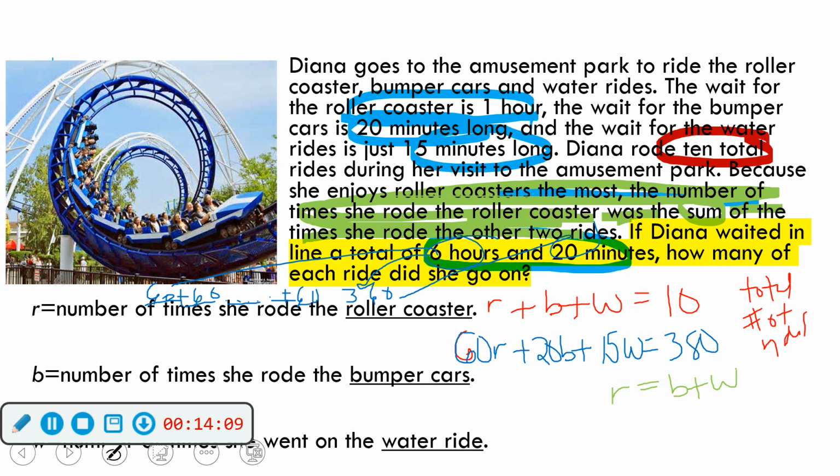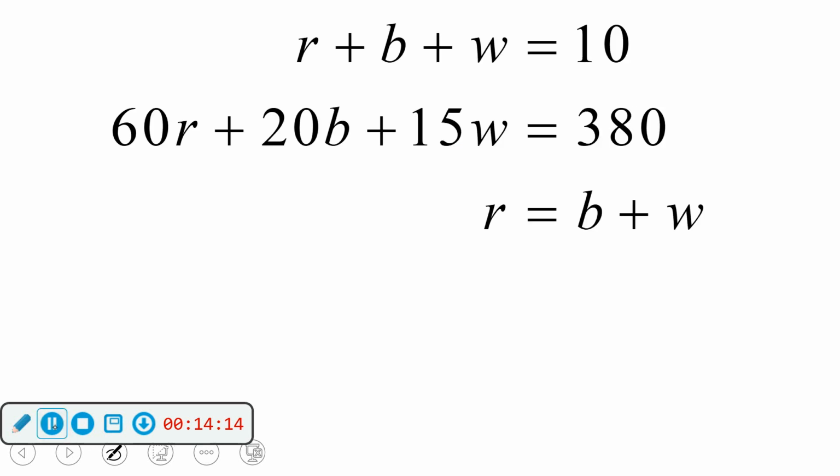Give yourself a second, please, and I want you to put it on pause and write down these 3 equations, a little bit neater written. This is the number of rides. Once again, this is the number of rides. This is the time she waits, and this is the comparison of the number of times she rode a roller coaster compared to the other 2 combined, bumper and water rides.